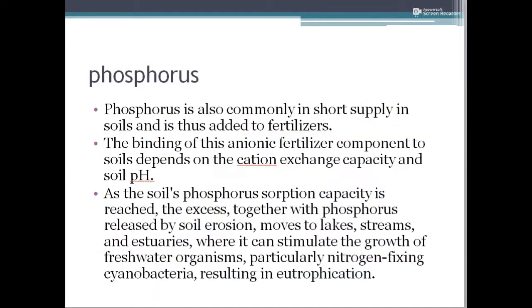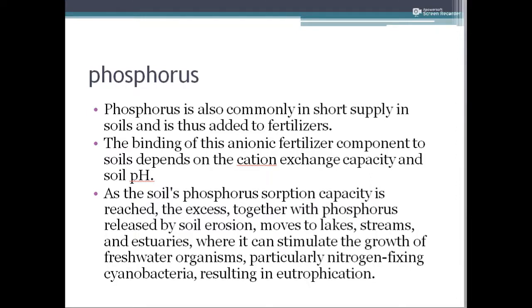Another macronutrient which we have to consider is phosphorus. It is also needed for soil fertility, and the binding of this anionic fertilizer component to the soil depends upon the cation exchange capacity and the soil pH. Based upon the interactions between the fertilizers and the soil pH, phosphorus is available. As the soil's phosphorus absorption capacity is reached, the excess phosphorus released to the soil moves with erosion to lakes, streams, and estuaries, where it can stimulate the growth of fresh water plants.